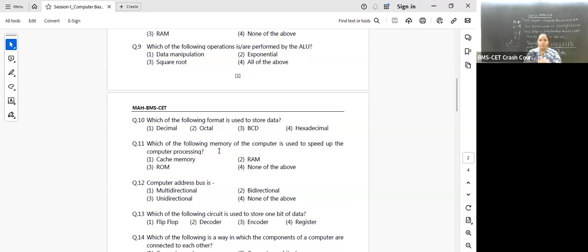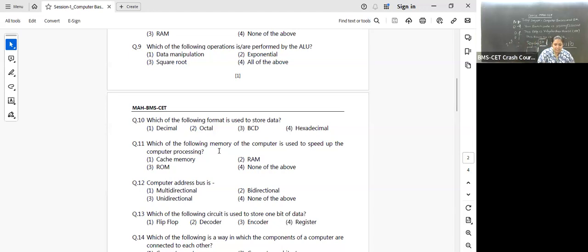So suppose, as the question says, the following format is used to store data. Of course a binary format is used to store data, but that binary format is converted from the decimal. So that is why BCD is the answer, binary coded decimal. It is decimal data coded into binary. Or I can say it is binary data which is decoded from decimal data. So please mark BCD as the answer.